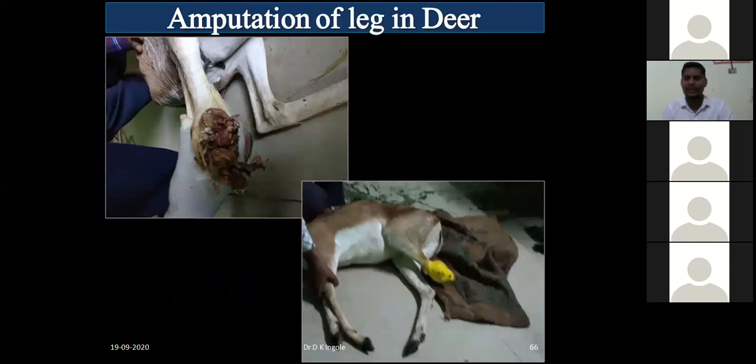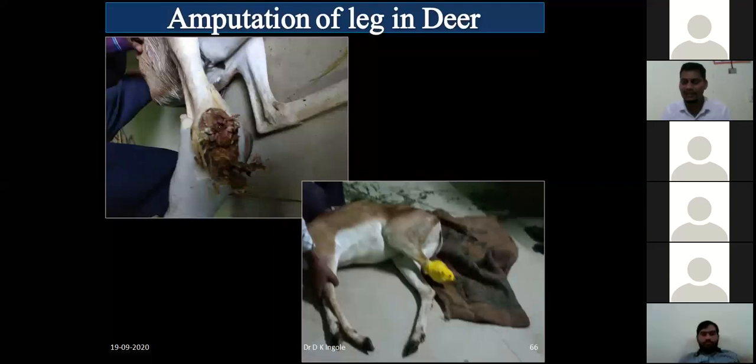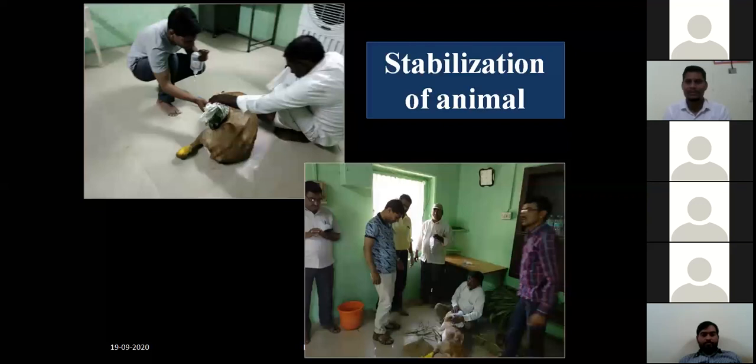Then amputation of a leg in deer. Deer is very, very sensitive to handling, capture mortality and anesthetics. So when any kind of deer comes to you, please first stabilize the animal. Don't immediately take any decision. Auscultate, take the temperature, see the hydration status, and the auscultation will give you a clear-cut idea about the status of the animal. If there is any kind of arrhythmia, don't touch any fluid. Then after 2-3 days, once the animal is stabilized, you can take a decision for operation or any kind of procedure.